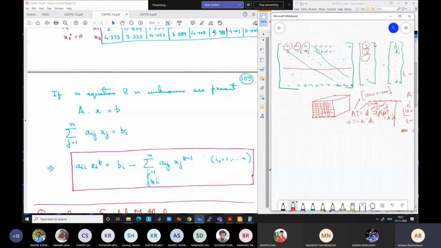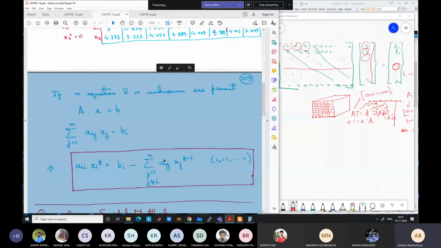So for that case, this is the ith row value, some value. So except for that value, all the other values I can take to the right hand side. So it will become b_i minus this entire summation, j not equal to i, j = 1 to n, a_ij x_j^(k-1). Here k minus 1 is the previous iteration value. Only one term is missing.